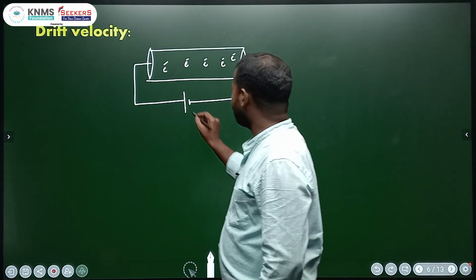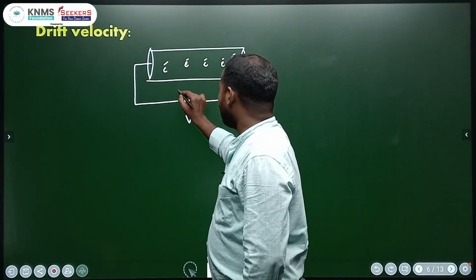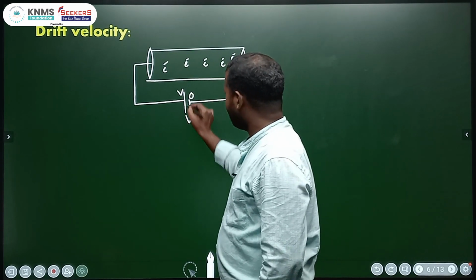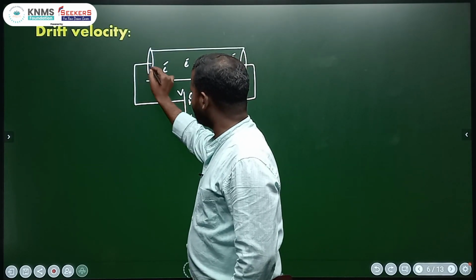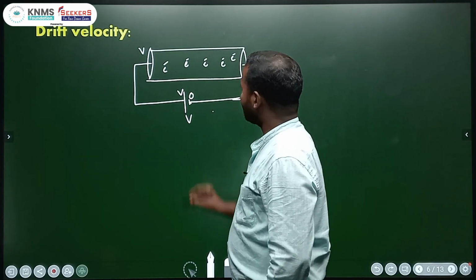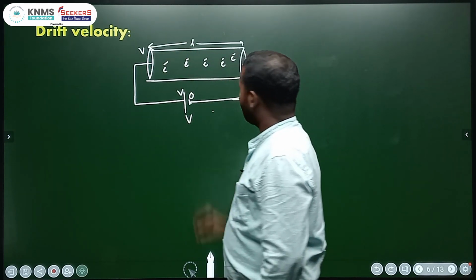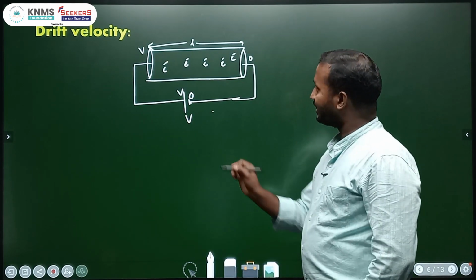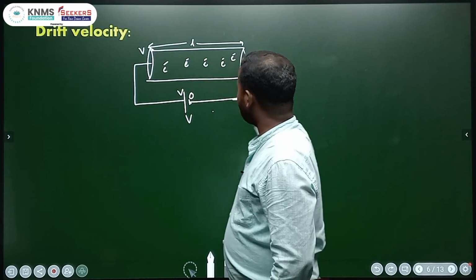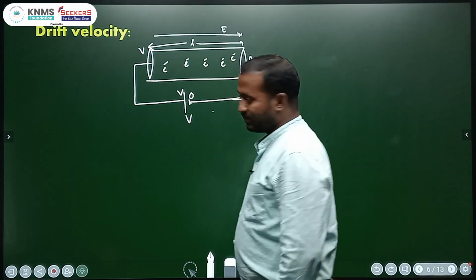Now if I connect this to a cell whose EMF is V, the higher potential plate will have potential V and the lower potential plate is 0, let us say. Then everywhere in this wire up to here the potential is V, and from here it is 0. You can see that throughout the length of this conductor, potential is decreasing. We know that in the direction of electric field, potential decreases. That means the electric field should be in this direction.